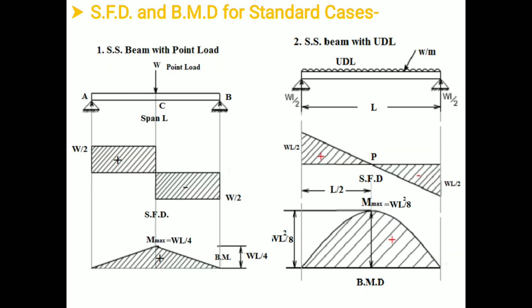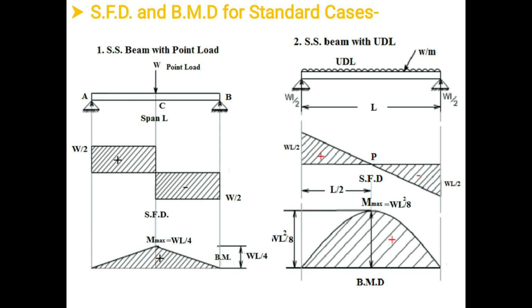Now we are going to discuss the shear force diagram and bending moment diagram for the standard cases of loading. The first is a simply supported beam with a point load. So this is the beam AB, which is simply supported at A and B, and it is subjected to a concentrated load or point load W at its center.